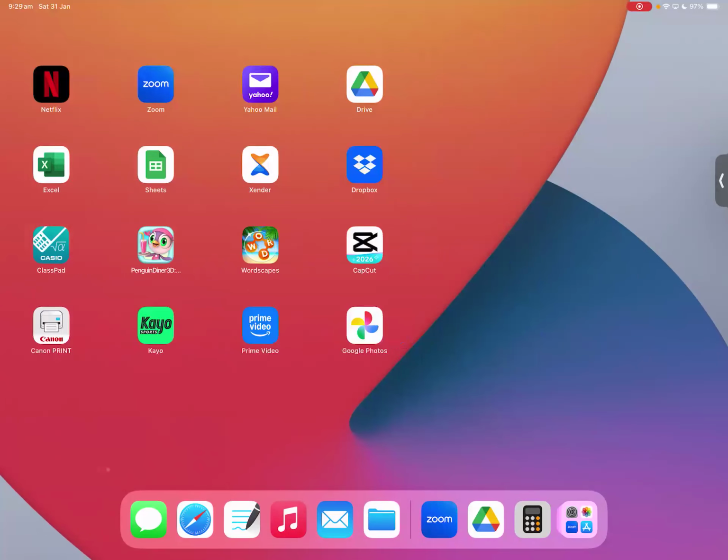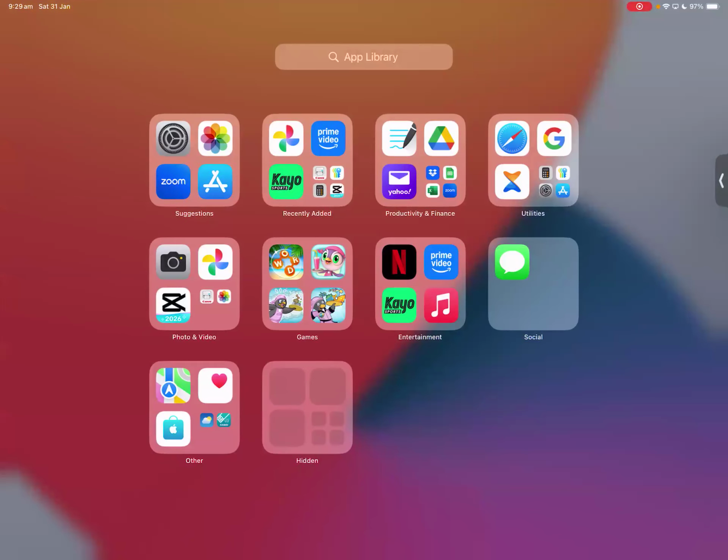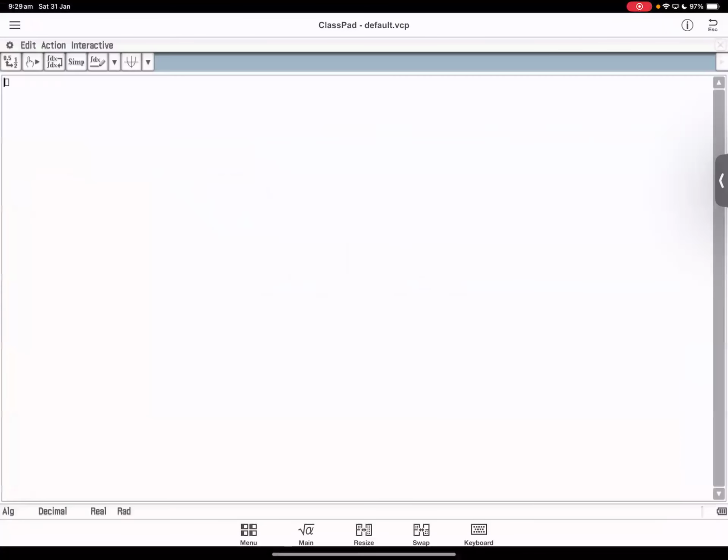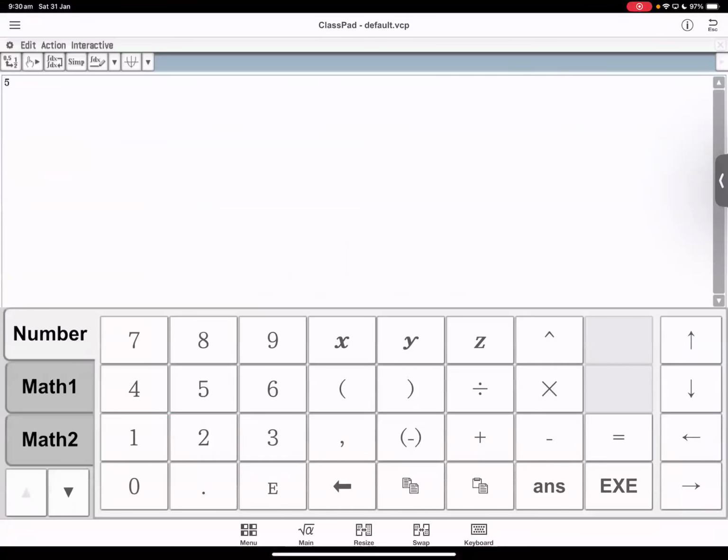All right. If I go on my ClassPad calculator, I've got two calculators. I've got the ClassPad on here as well. ClassPad's what you use in year 10, 11, and 12. So let me do 5 divided by 0 here.